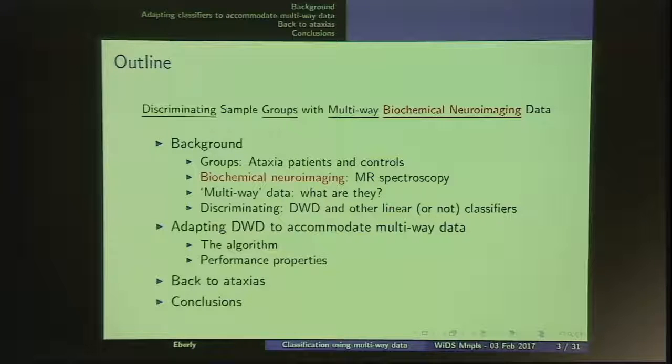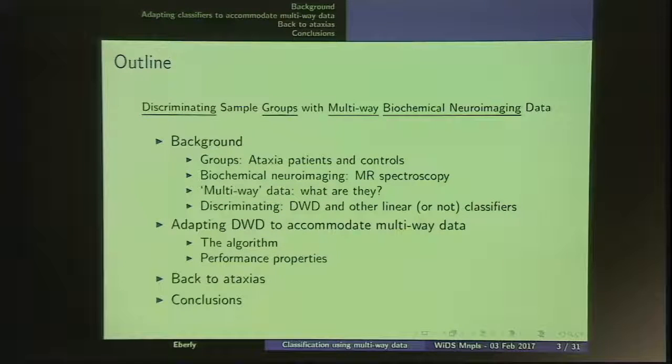By biochemical neuroimaging, I mean in particular magnetic resonance spectroscopy. I'm going to tell you what I mean by multi-way data. That's a term that may not be used very widely outside of the little niche where we use it. And I'm going to tell you just a little bit of background on classifiers. I think probably many of you are familiar with some classifiers, but in case you aren't, I'll cover that briefly.